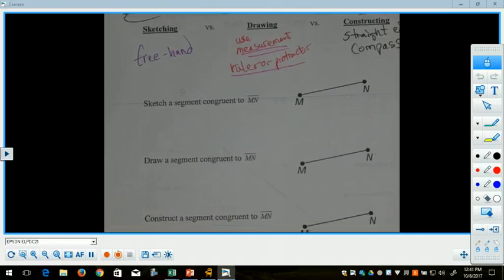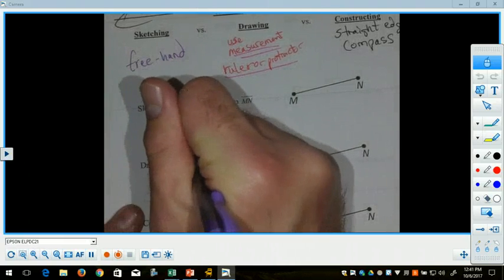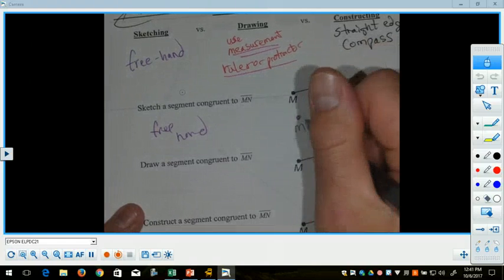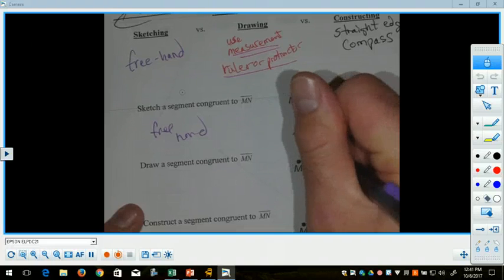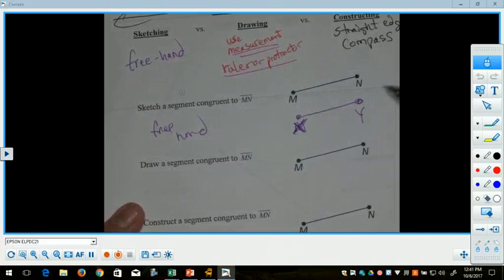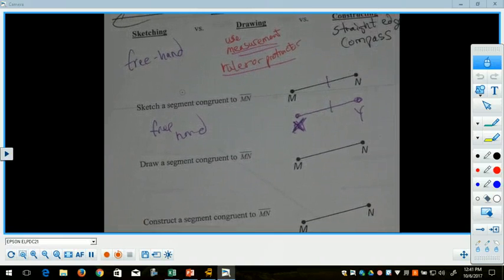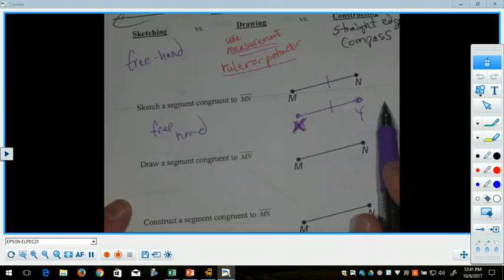So in this next problem, in our first problem, it says sketch a segment congruent to MN, and that's where we're supposed to do it freehand. And so I'm just going to put a point down and put another point down about where I think makes them congruent. And I'm not going to call it M, I'm going to call it X and Y, but you can call it any other letters. Don't use M and N though, because those points are up there. And then I just mark that they're congruent. Now, you can see my line isn't very straight. Like, I did what I could, but it's not perfect.